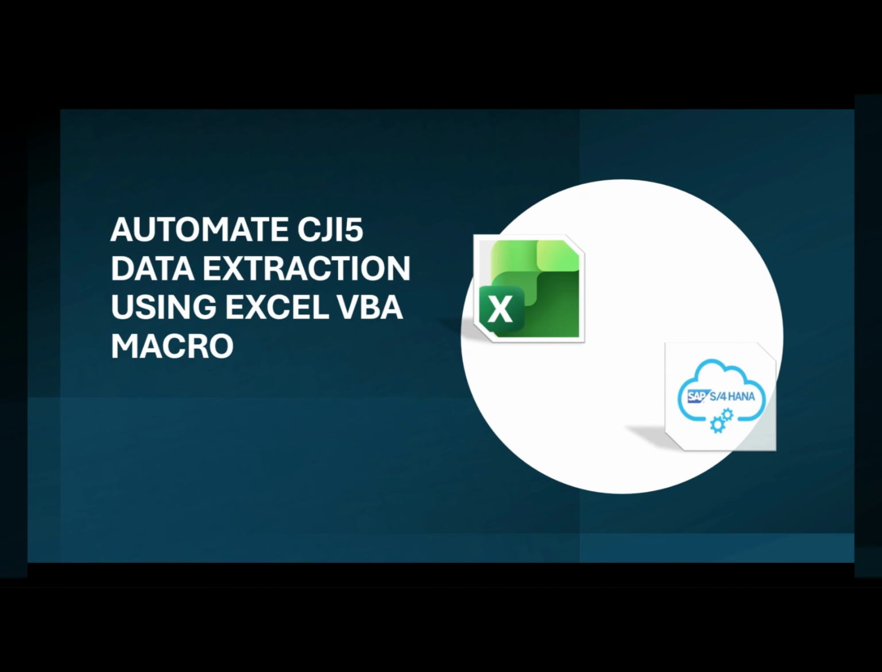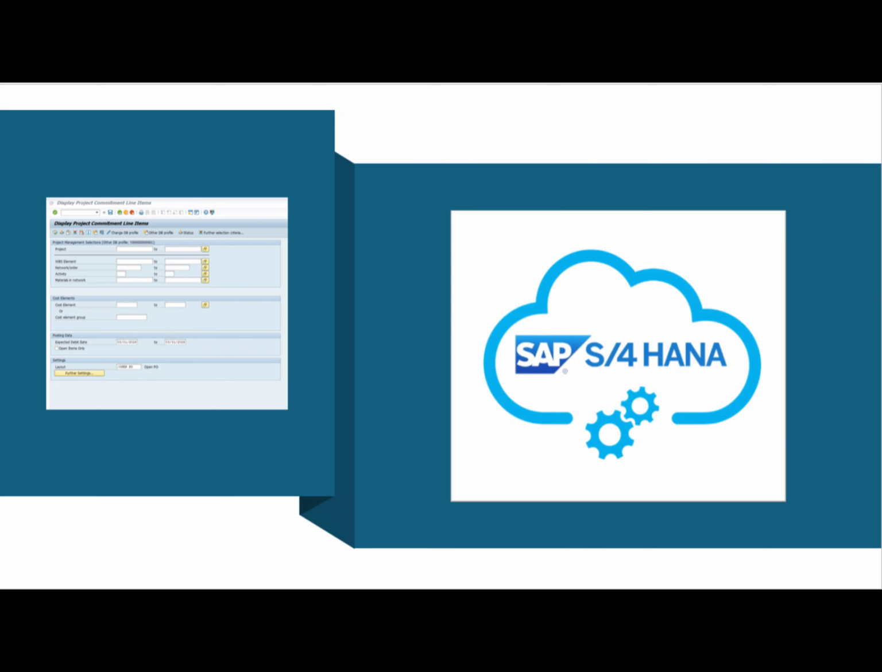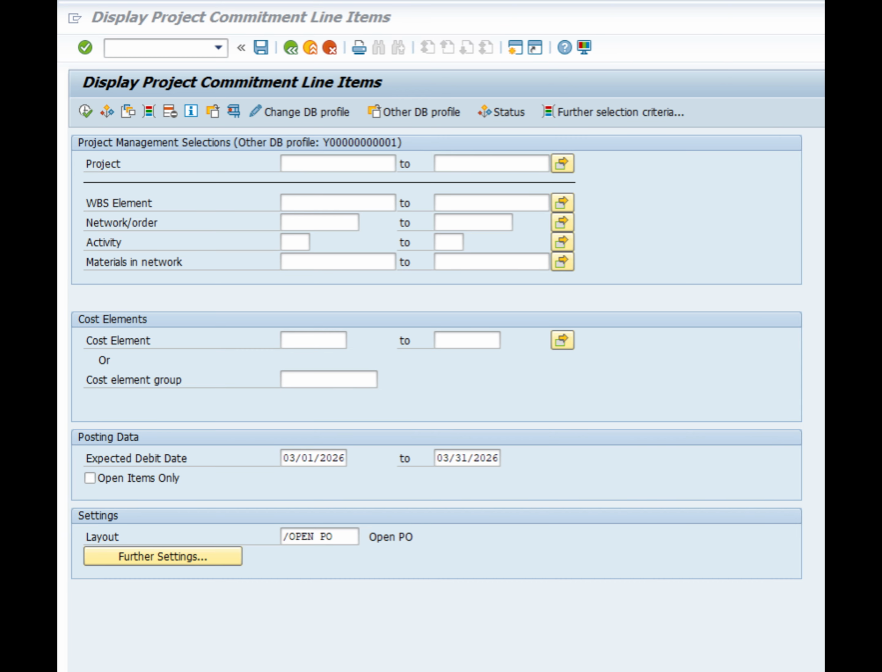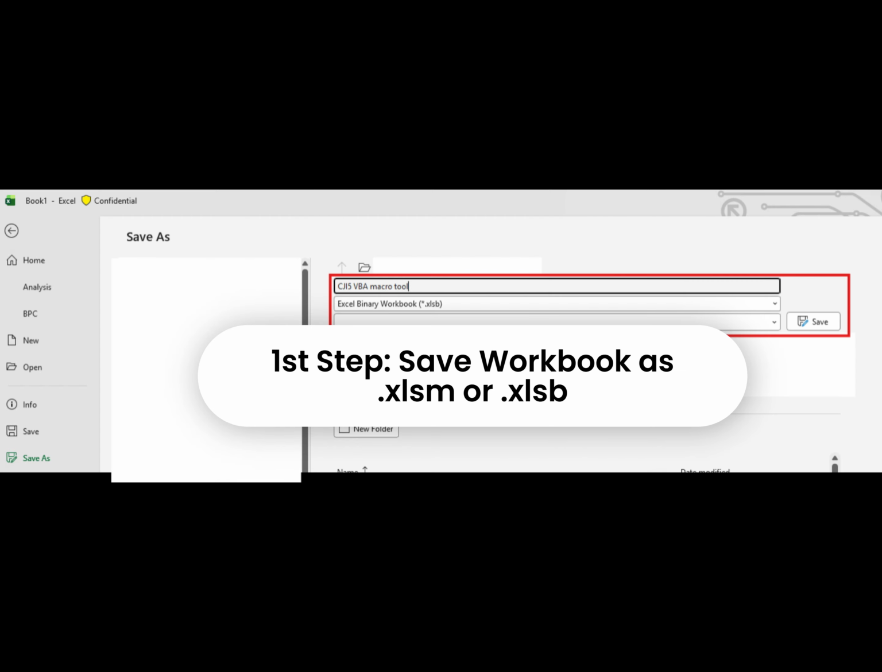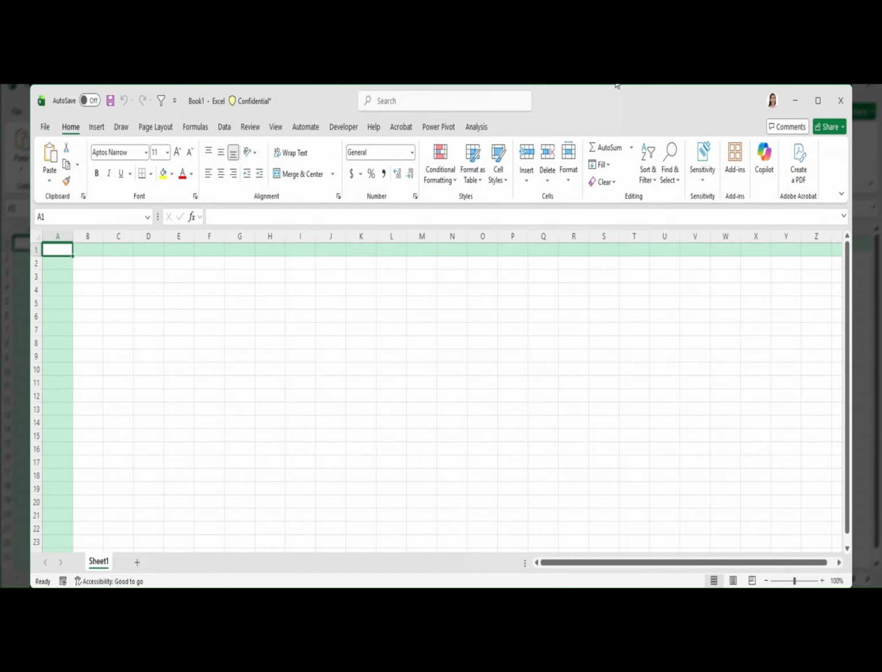Automate project commitment line items in SAP S/4HANA using Excel VBA macro. Let's start with creating a new workbook and save it as XLSM or XLSB file format to ensure it is macro-enabled workbook.